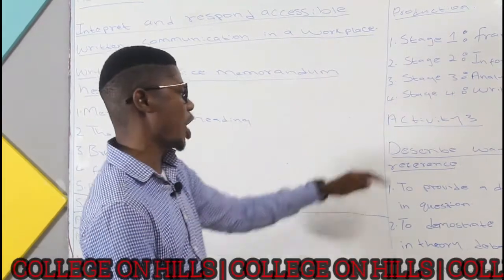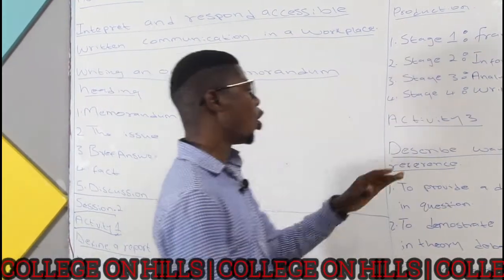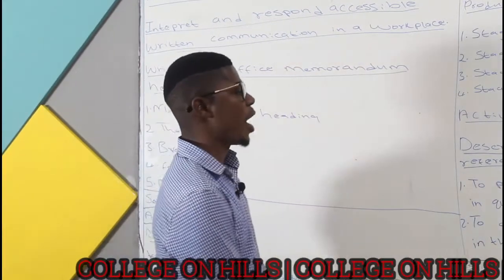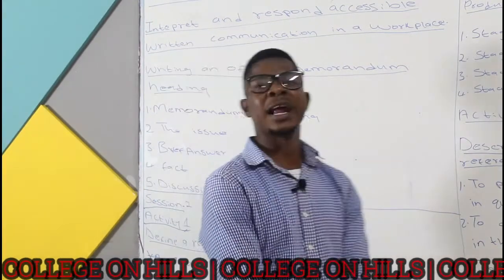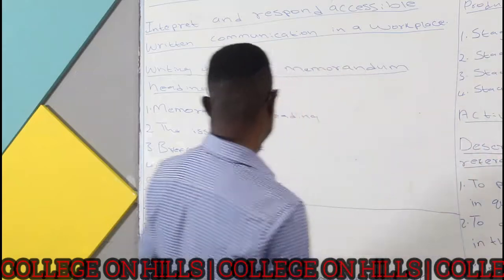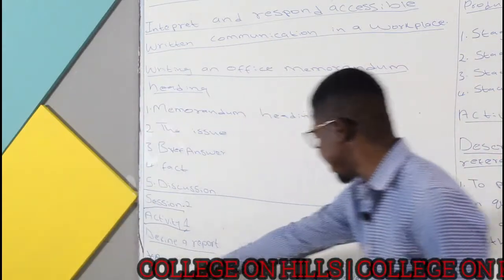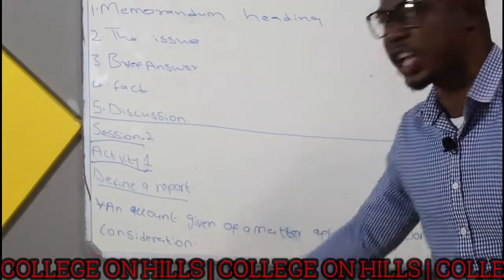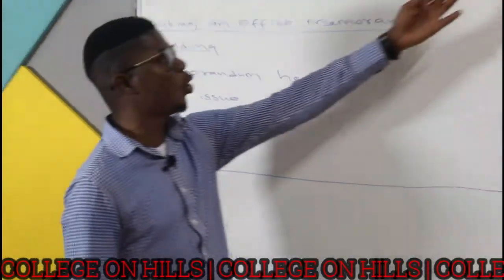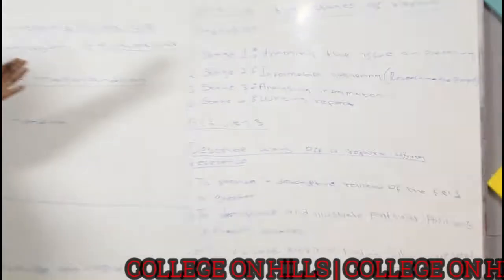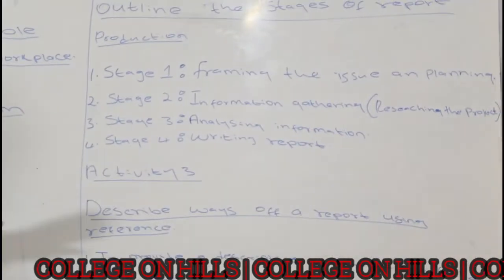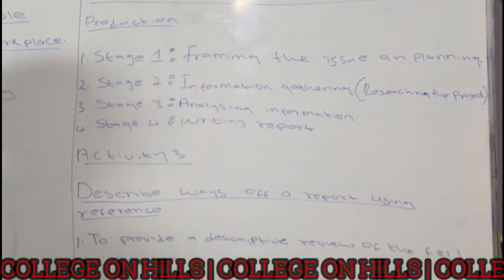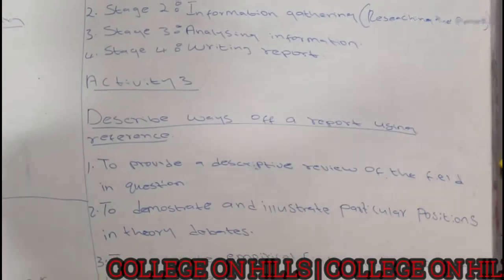So let's go and check our last activity, activity number 3, that says describe ways of a report using references. We looked at what a report is, which is an account given of a matter after investigation or consideration. Then we looked at outlining the stages of report production. Now we are looking at the ways of a report using references. So we are going to have 3 points.